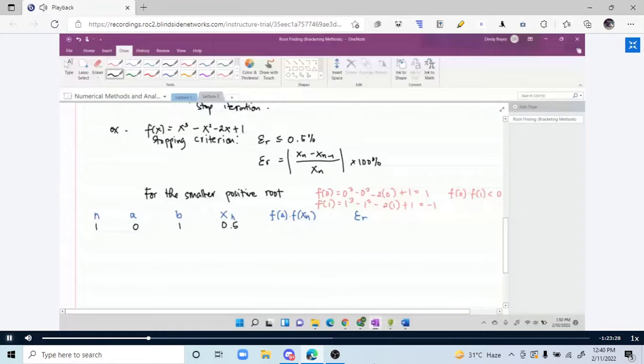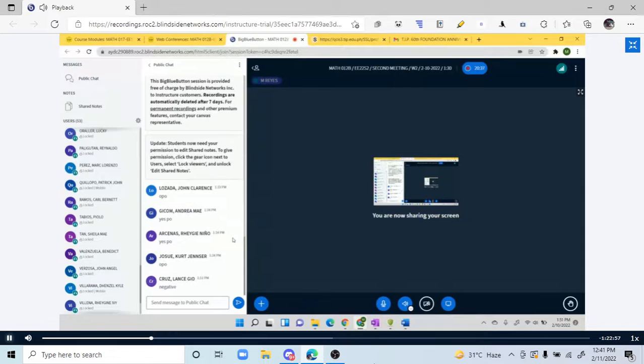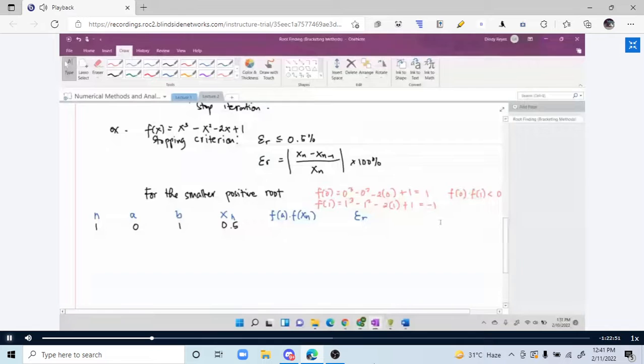Now, can you tell me the sign of f of a times f of x sub n? Just substitute 0 for a, and then for x sub n, substitute 0.5. What will be the sign of the product? Negative. Okay. That is correct.